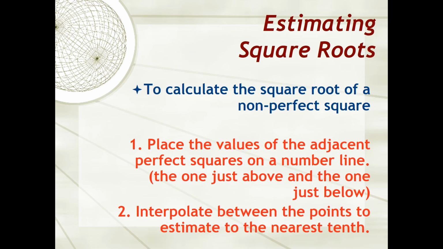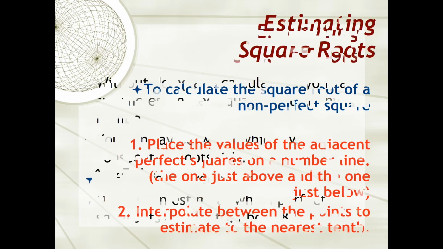So to calculate the square root of a non-perfect square, you place the values of the adjacent perfect squares, and remember from earlier lessons, adjacent means next to, on a number line. So the number just above 27 and the number just below 27 that are perfect squares will help us.